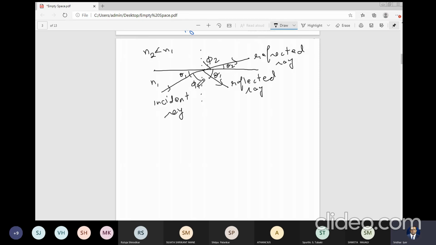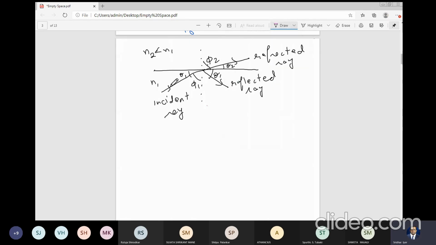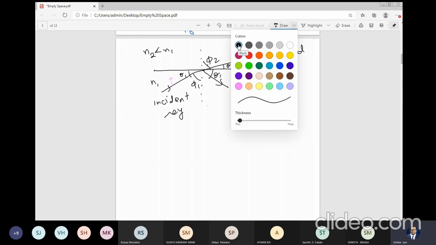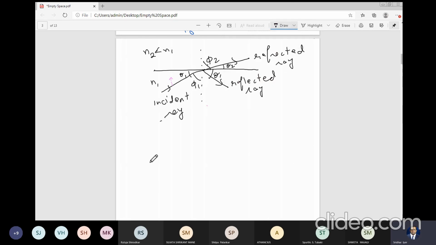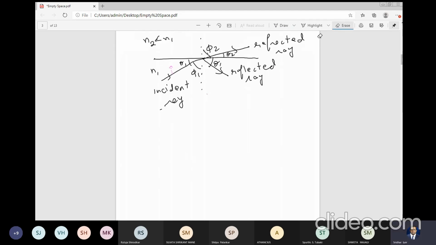So like I explained, if we keep pulling this incident ray this side, then what is going to happen? There is going to be a particular angle where the refracted ray is just going to become a reflected ray. So let's look at that diagram. So the case here.